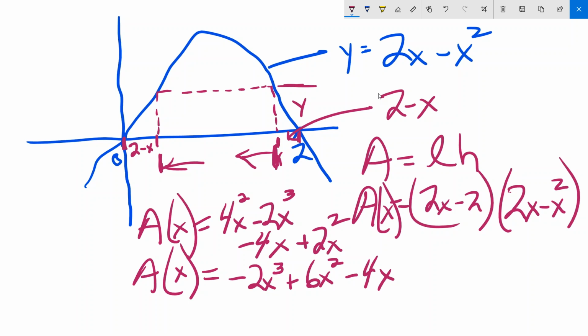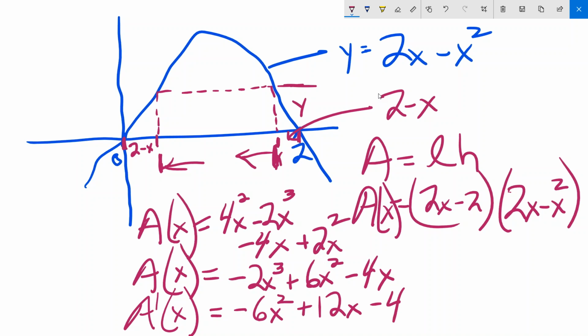All right. So we find the first derivative. What's A prime of x? What is the derivative function? Negative 6x squared plus 12x minus 4. What are we going to do with that? We are going to find the roots. We're going to set it equal to 0 because we're looking for where the first derivative has a horizontal tangent line. Yes, sir.